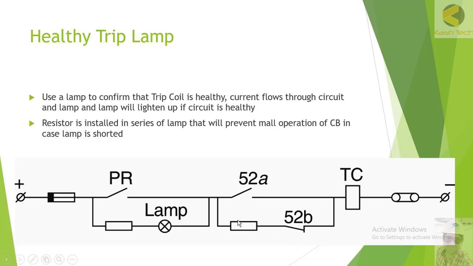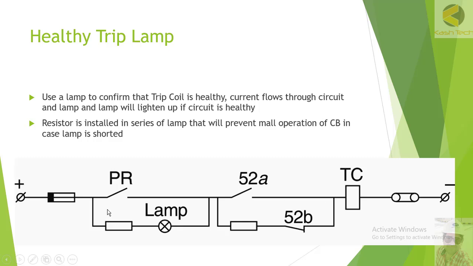Here you can see the resistor. This is the lamp, and this is the resistor again. Here you can see the tripping coil, and this is the normally close contact of the circuit breaker. So this is the normally open contact of circuit breaker.